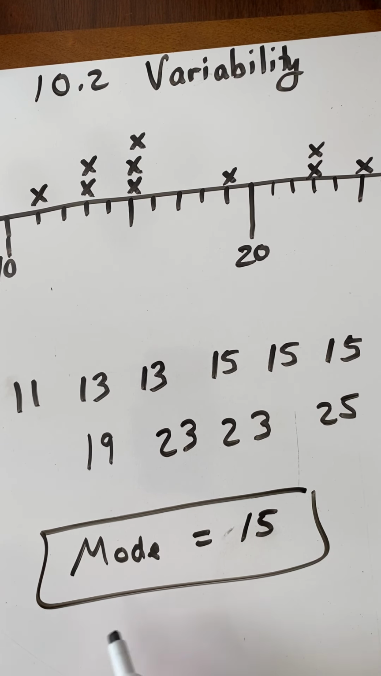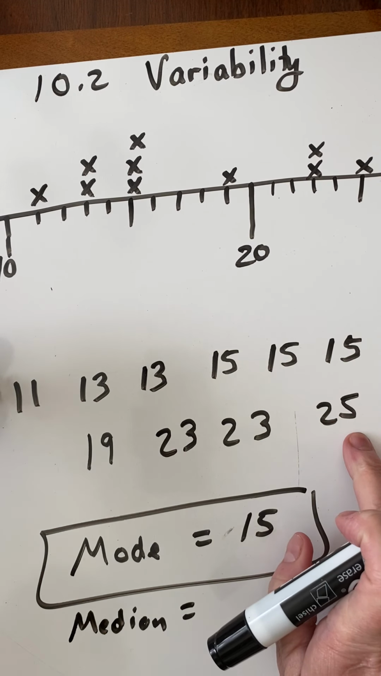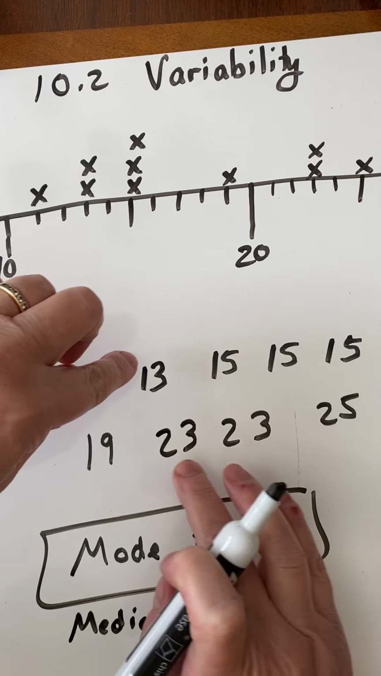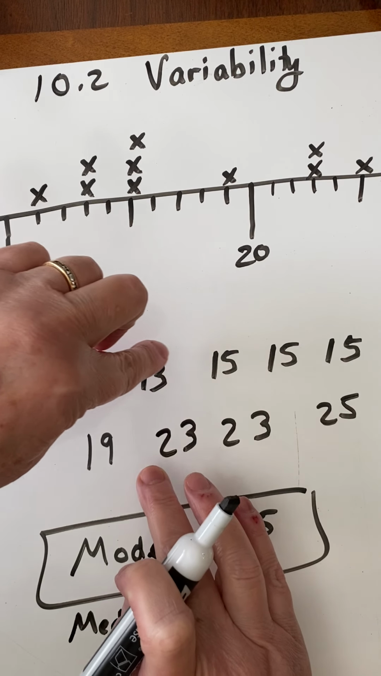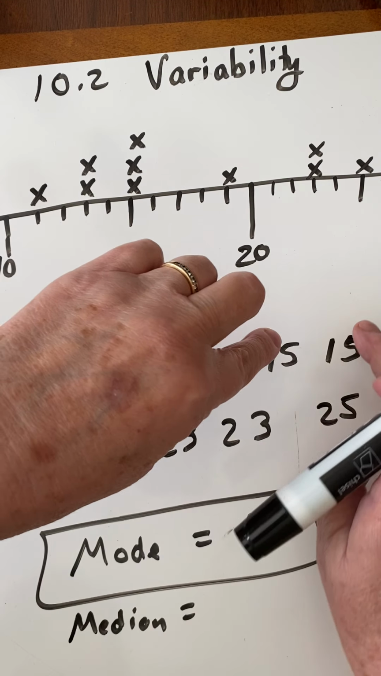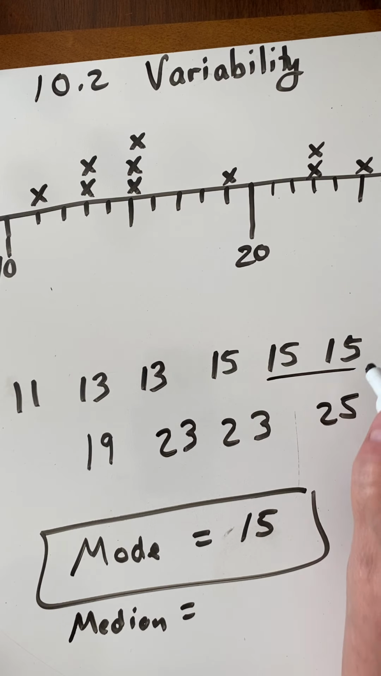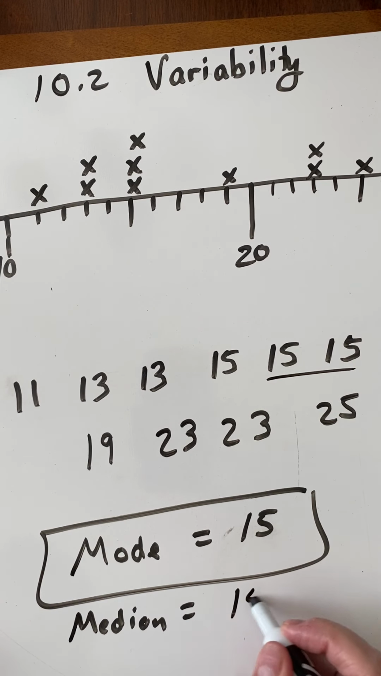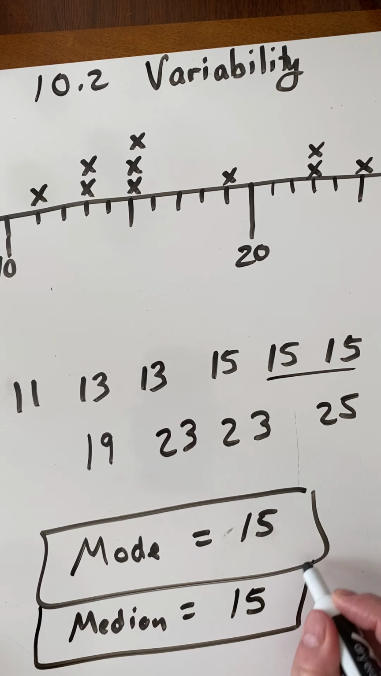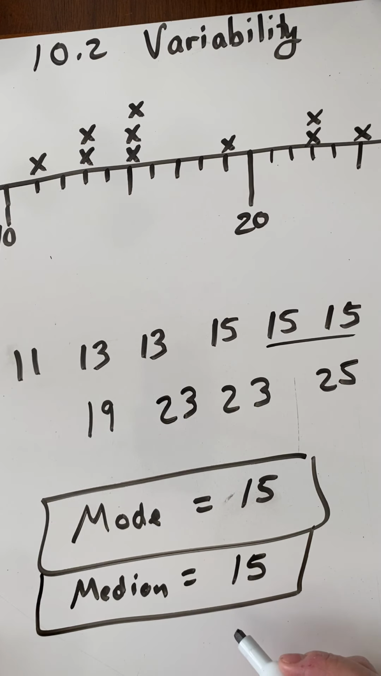For my median, I can just start counting backwards from each end until I get to the middle. Then I get those 2 right here, so this right here would be the median. So 15 is also the median. The mode and the median are the exact same thing.